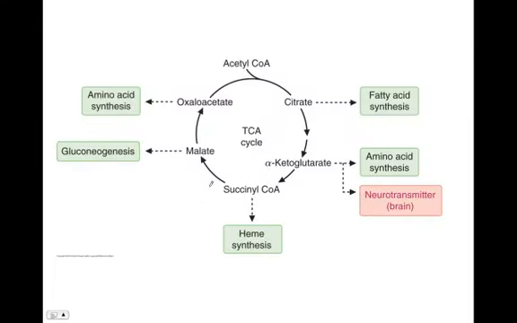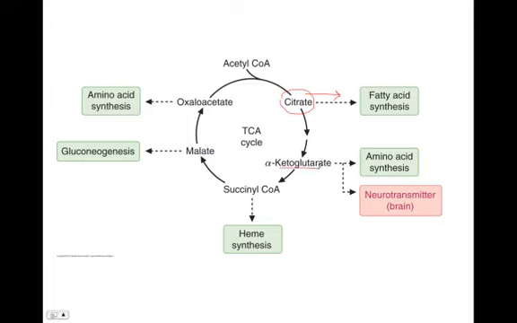In addition to the TCA cycle providing energy in the form of NADH, FAD, to be oxidized to generate ATP, the TCA cycle plays an important role in the generation of intermediates for other pathways. Citrate, for example, is shuttled out of the mitochondria via the citrate shuttle and is used as a substrate for fatty acid synthesis.